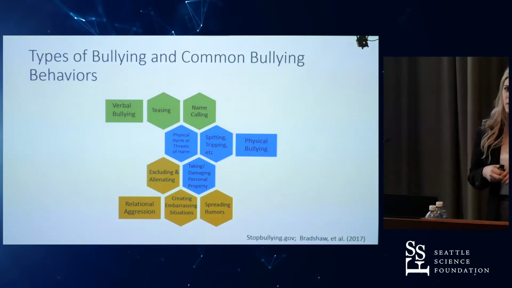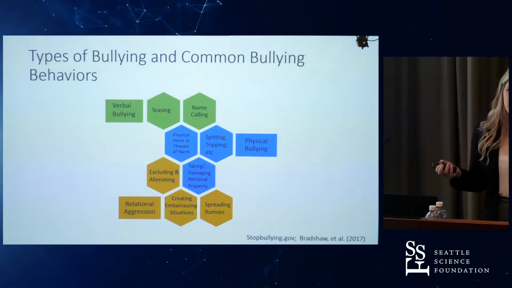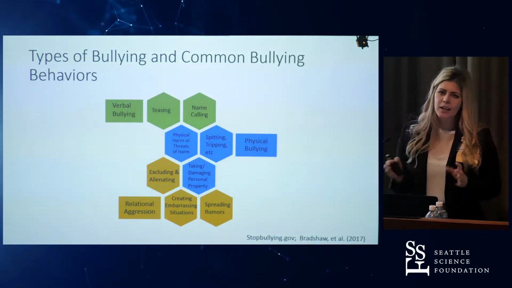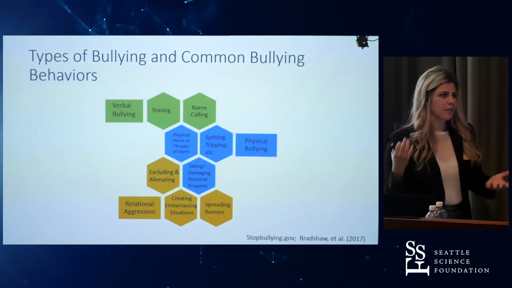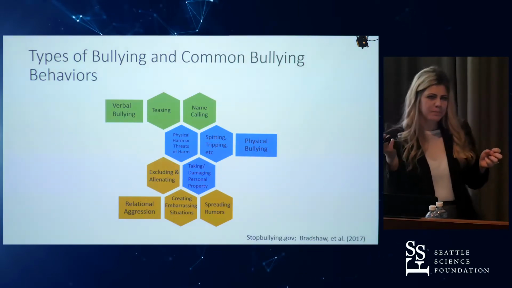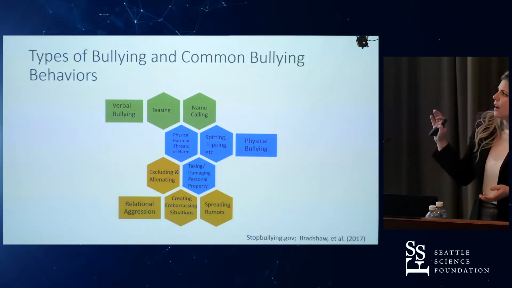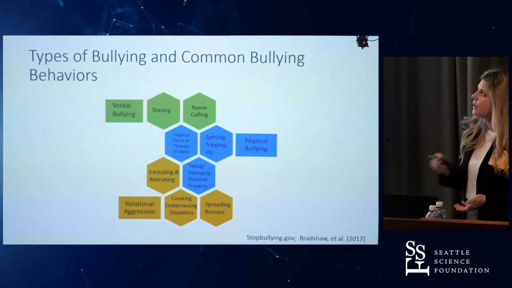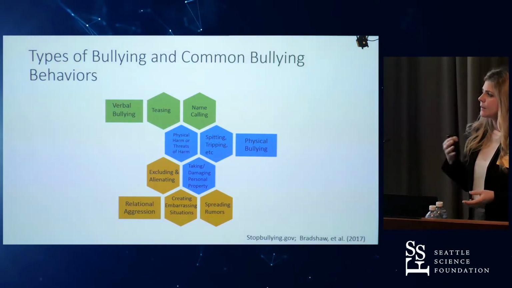So when we talk about bullying, I know a lot of you are probably wondering about cyberbullying, and we'll get to that in a minute. But anything other than cyberbullying, we generally call traditional bullying. So here you'll see are the three main types of traditional bullying, including verbal, physical, and relational aggression.